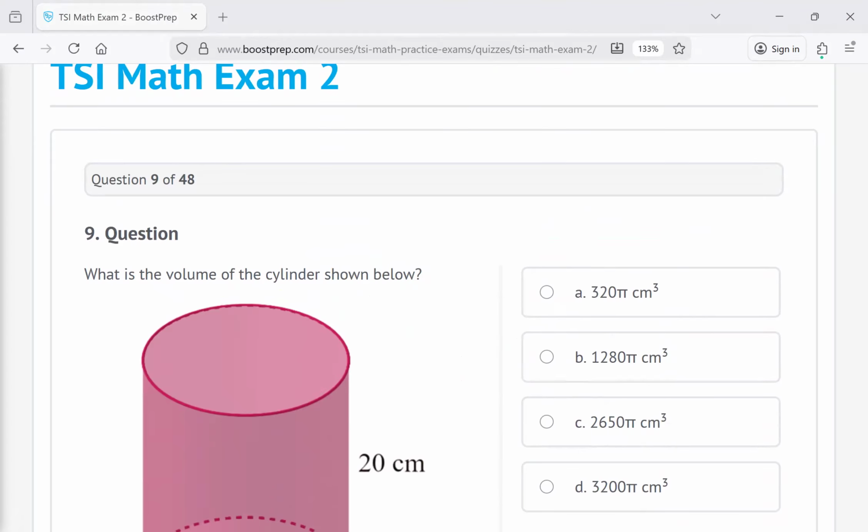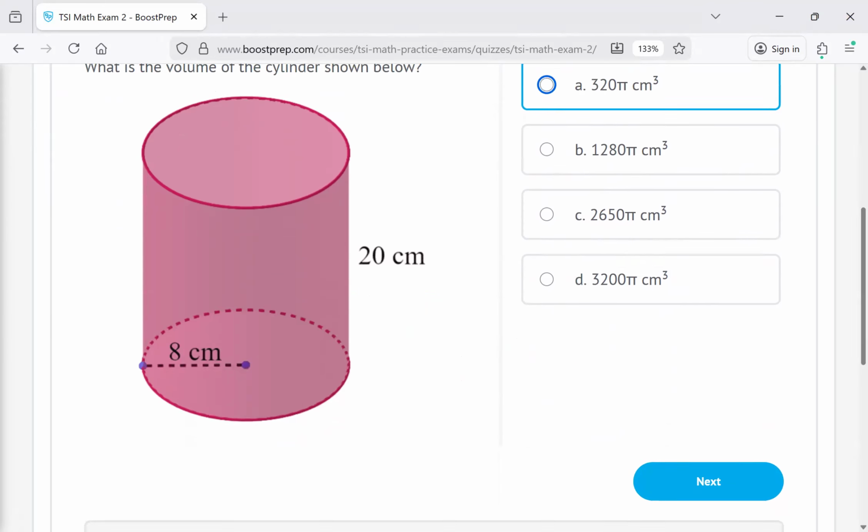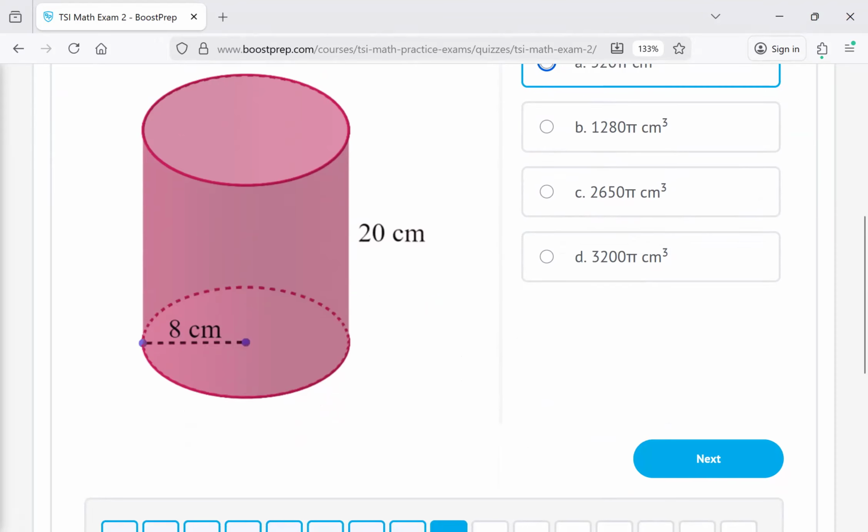What is the volume of a cylinder below? So you need to know the formula for the volume of a cylinder. As you can see, all the choices are in pi. So the volume of a cylinder is, I believe, pi r. Give me 1 second, I'm going to check. Yes, it's pi r squared h.